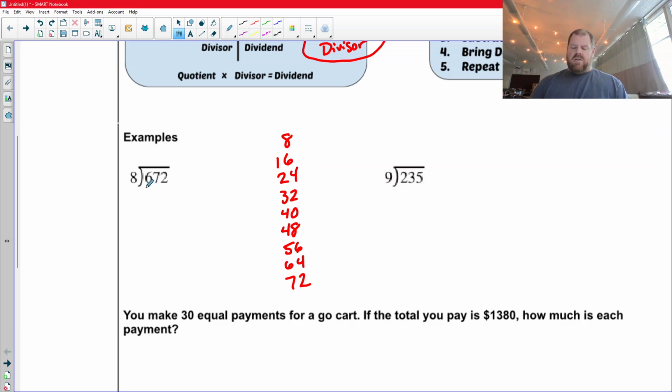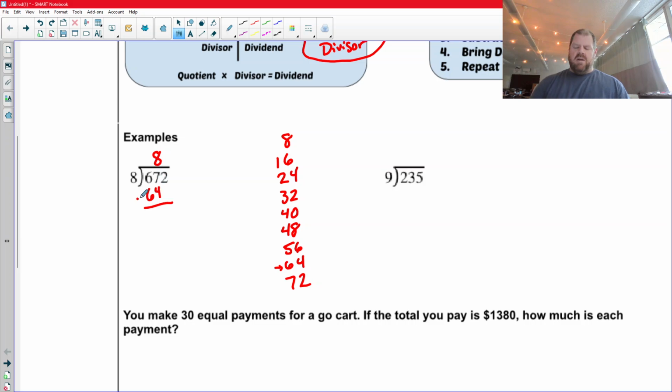So what I'm looking for is I'm going to start with my first number, 6. Are there any numbers in my list of multiples that are smaller or equal to 6? No, there's not. The smallest number I have is 8. So then I'm going to bump over to 67. Are there any numbers on my list that are smaller or equal to 67? There's a bunch of numbers that are smaller. I always want the biggest one. The biggest one in this example is 64. 64 is the 8th multiple of 8. So I did need that information at some point.